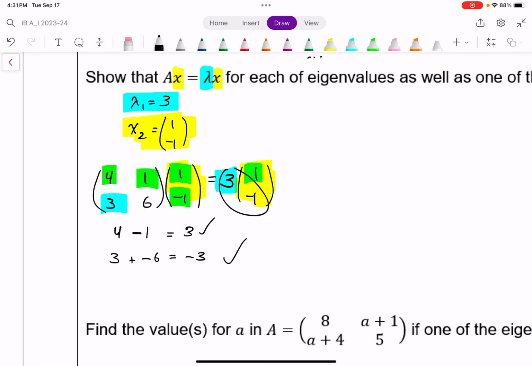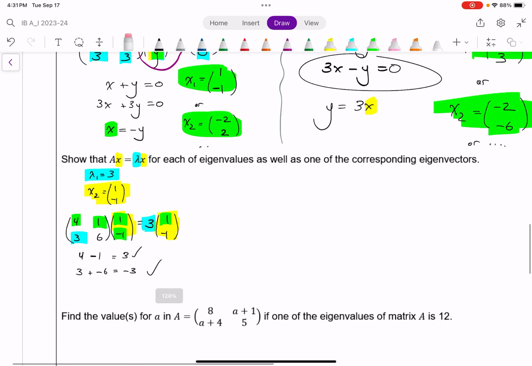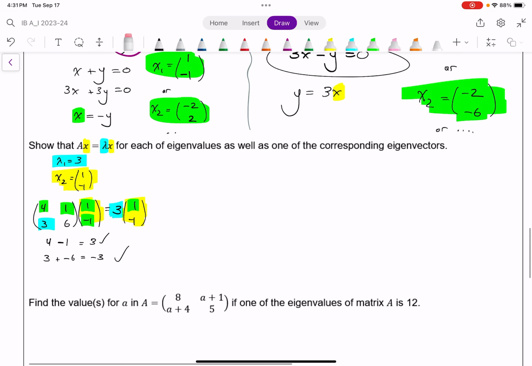And so keep in mind, if I picked this eigenvector instead and put that there and that there, this would still work. Any eigenvector would work for that value of 3. And there's an infinite number of possibilities. All right, so that was for the eigenvalue of 3.